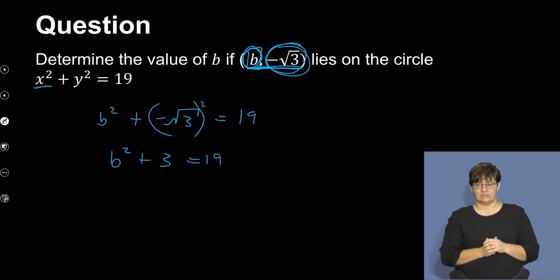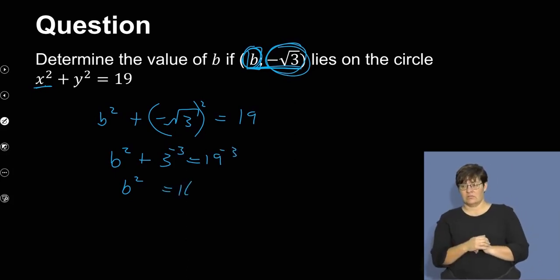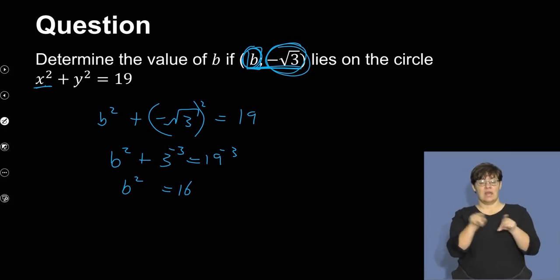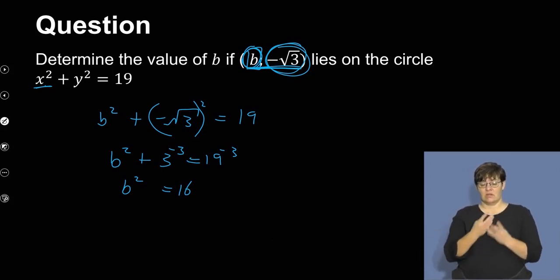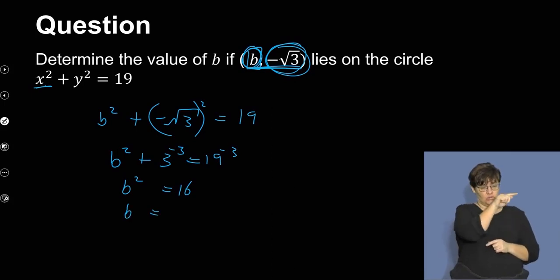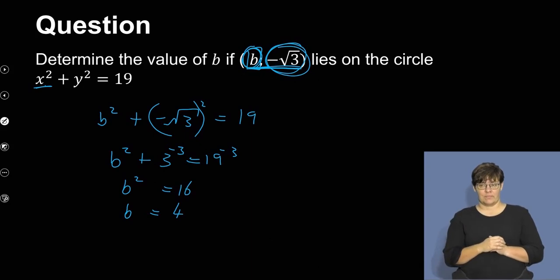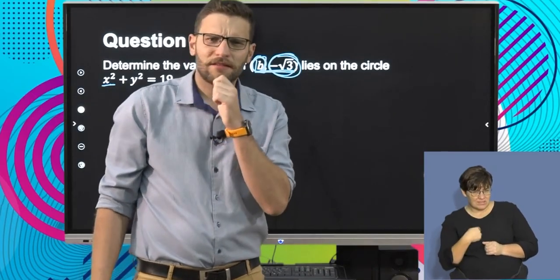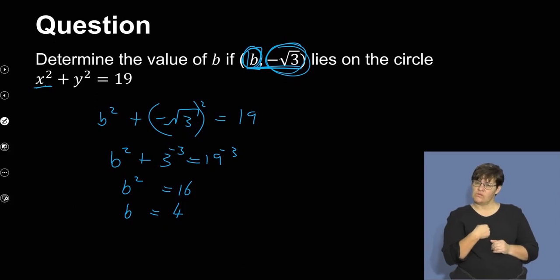If I solve for b, I'm going to subtract 3 on both sides, and I'm going to get b squared is equal to 16. And when I solve, I'm going to square root both sides, and I'm going to get b is equal to 4. Is that right? Is there only one answer?